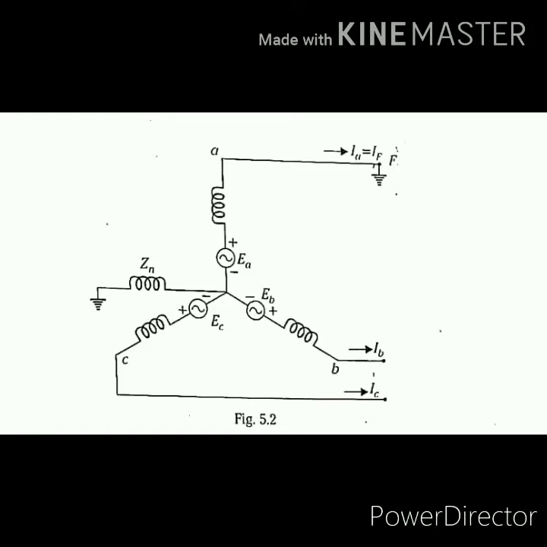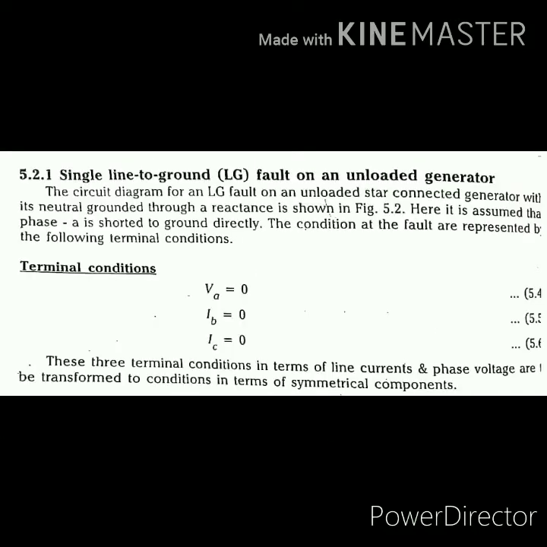Now we have considered the terminal conditions. As you can see, the current IA is equal to the fault current IF. IB and IC, since they are open, are 0. And the voltage across phase A we have considered equal to 0. Keeping these as the terminal conditions, we will calculate the symmetrical component relations. That means we are going to calculate the zero, positive and negative sequence currents and also the voltages.